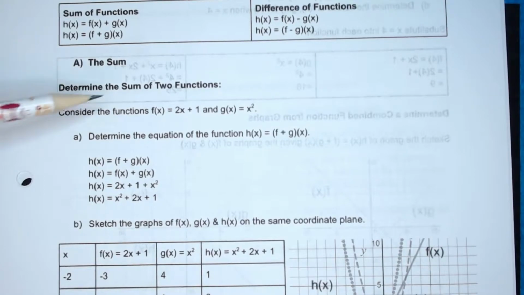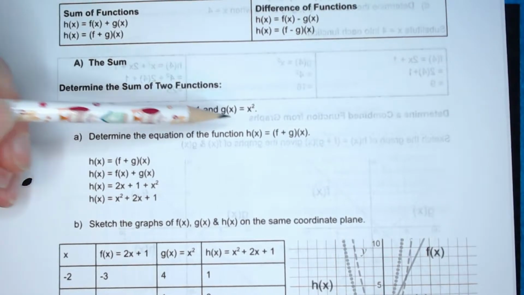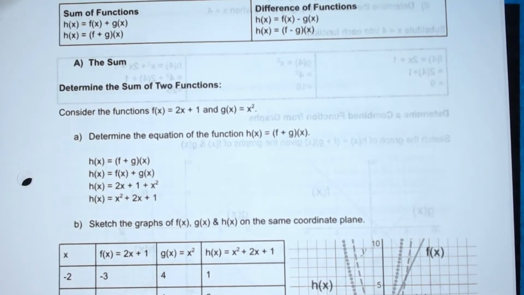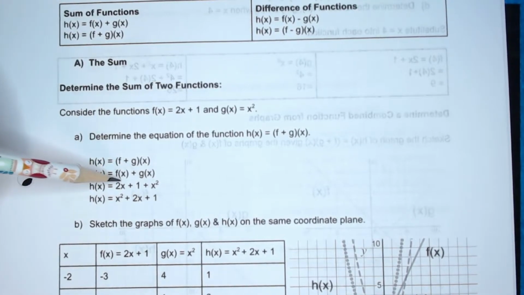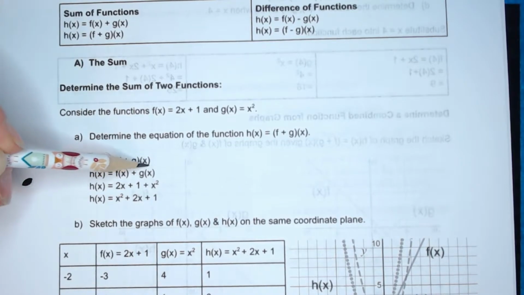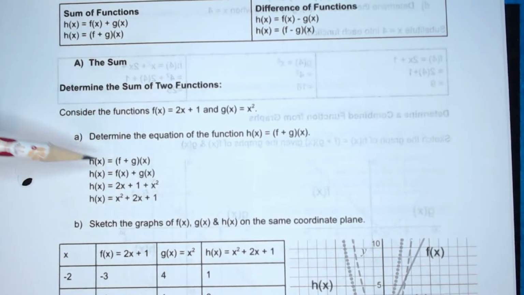You're given f of x is equal to 2x plus 1 and g of x is equal to x squared. First we need to figure out the equation of the function h of x, which is equal to f plus g of x. All you're doing is just adding the two functions together. Wherever there's an f of x, we've filled in the function for that, and where there's a g of x, we've also filled in the function for that. Then we're simply adding them together.